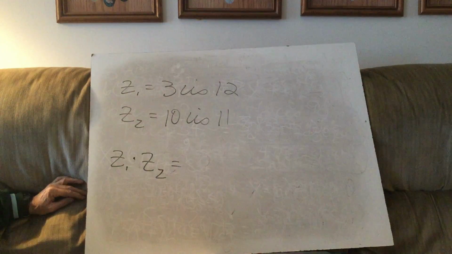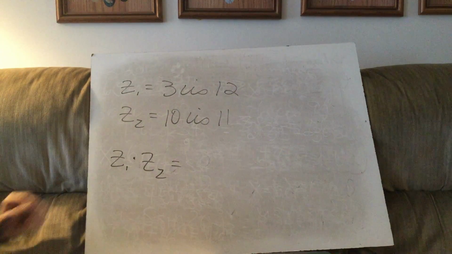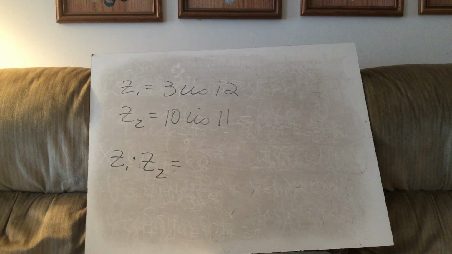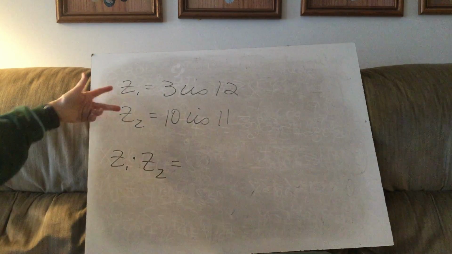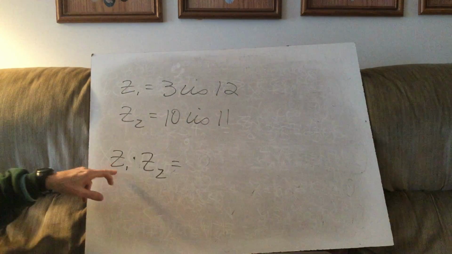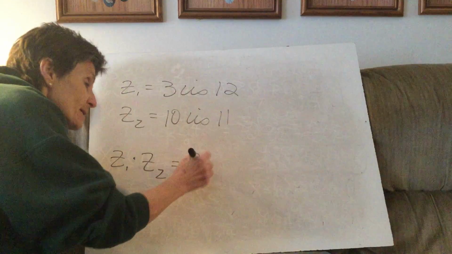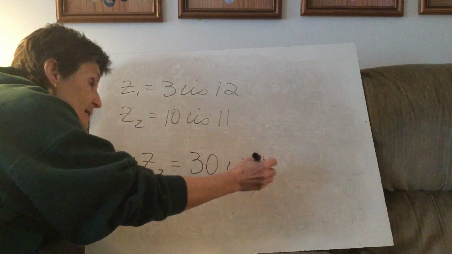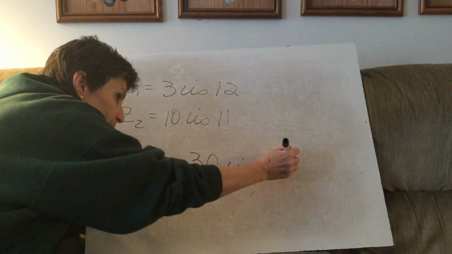Now I'm not going to go through the long, drawn out proof of this. It's really cool how it all works out. But, oh, excuse me, it involves a bunch of foiling and stuff. We're not going to do that. I'm just going to tell you that in order to multiply these two numbers, it is very, very simple. The product of these two numbers is 30 CIS 23.